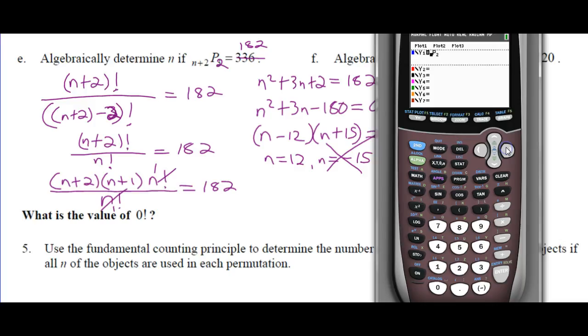Graphically, if you did x plus 2, P2, okay, don't graph it, right? Just go into the table. Not the graph. You don't want to graph it. Look for 182, right? And it should be where n is 12, right? Because we're actually looking for n. Okay, and then when n is 12, we get 182. Okay, that's verification.